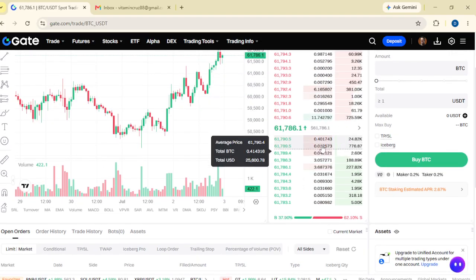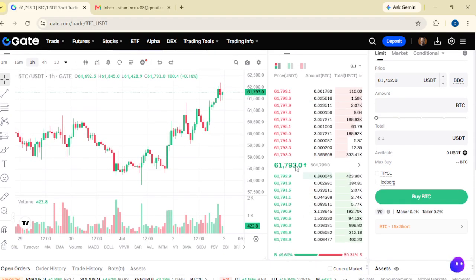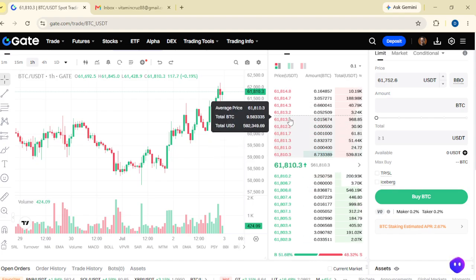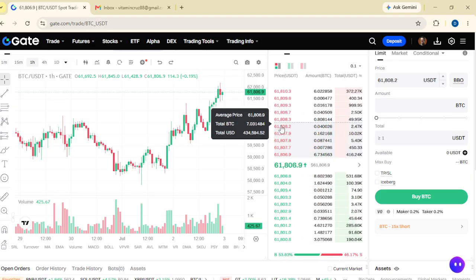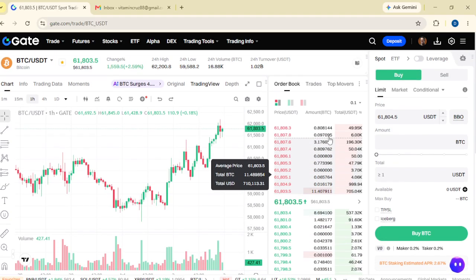The difference between these two prices is called the spread, which can give you an idea of the market's liquidity. As new orders are placed and existing orders are filled or canceled, the order book updates in real time. Watching these changes can help you better understand market sentiment and identify areas where there may be strong buying or selling pressure. And that's how you view the order book on Gate.